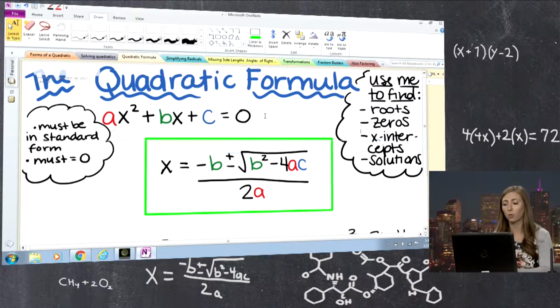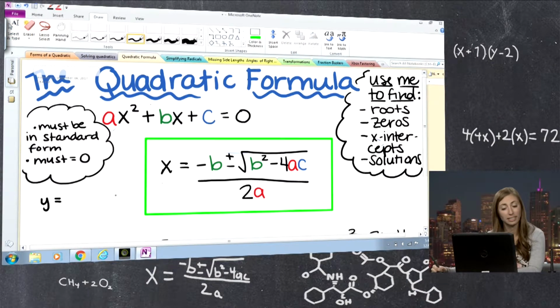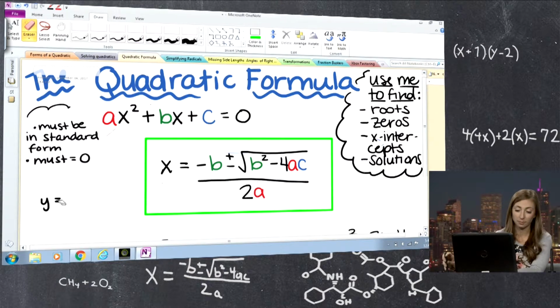So one of the requirements to using the quadratic formula is that your equation must be in standard form to start with. So ax squared plus bx plus c. So you may need to be doing some algebraic manipulating to get it there. The other requirement is that it must equal 0, or we must also understand that our y is equal to 0. So just a quick example is if you had something in the form of y equals, this would help us find our x-intercepts because our y is equal to 0 at our x-intercepts.